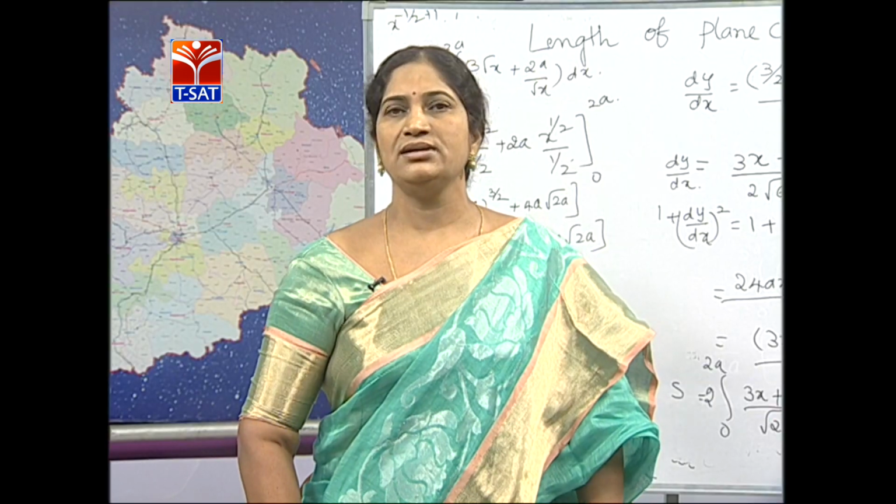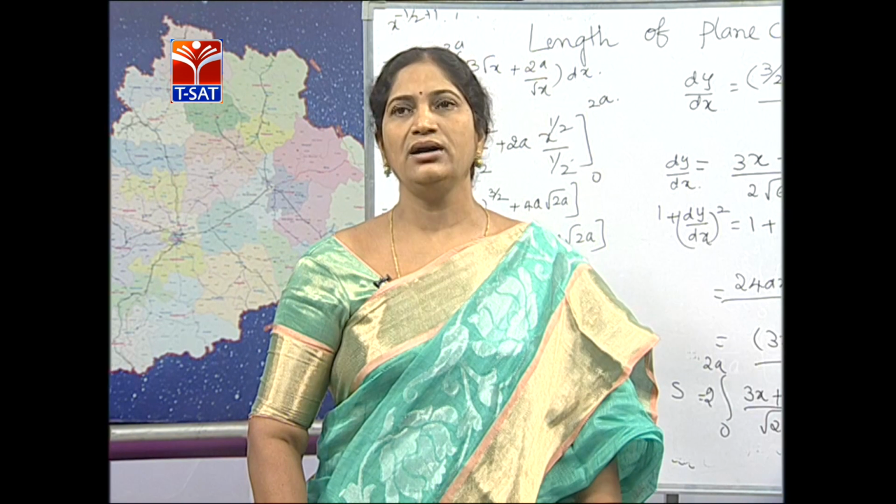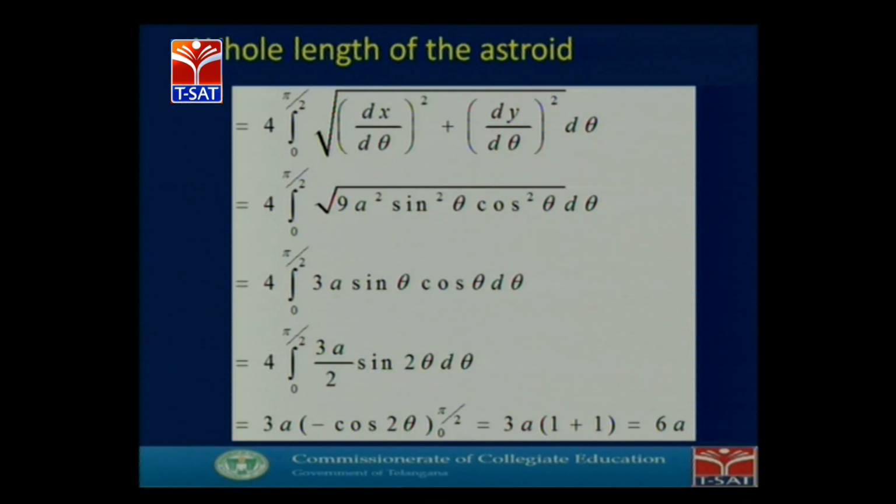Already we simplified this, and that value we got as 9a square sin square theta cos square theta. If you remove the root, what we are getting is 3a sin theta cos theta d theta. Root of 9a square is nothing but 3a. Now sin theta cos theta can be written as sin 2 theta by 2. Integrate sin 2 theta; the integration of sin 2 theta is minus cos 2 theta by 2. Apply the limits 0 to pi by 2. For the upper limit, cos 2 into pi by 2 is cos pi, whose value is minus 1, so minus of minus becomes plus 1.